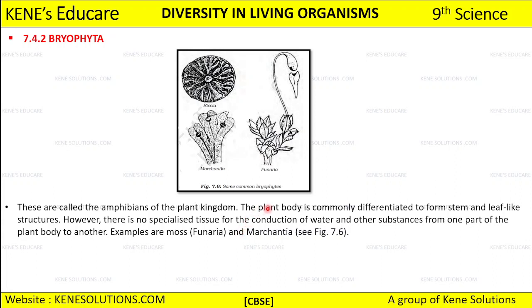The plants that come under this Bryophyta, the plant body is commonly differentiated to form stem and leaf like structure. Okay, the plants under Thallophyta were not differentiated, the plant body was not differentiated. But with respect to Bryophyta, the plant body is differentiated so that it can form stem and leaf like structure. What can it form? Stem and leaf like structure.